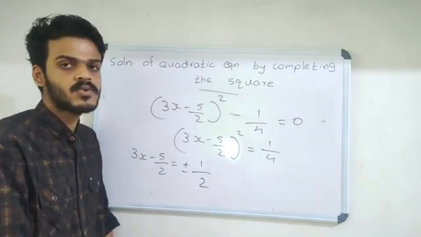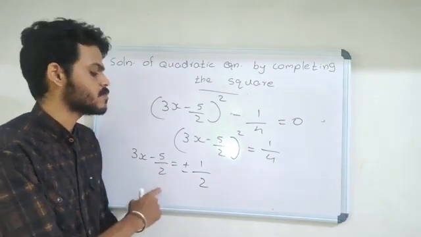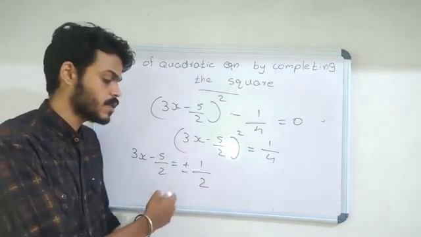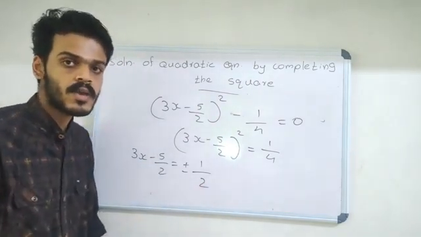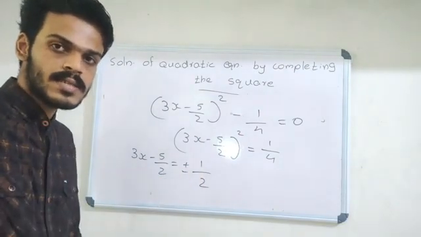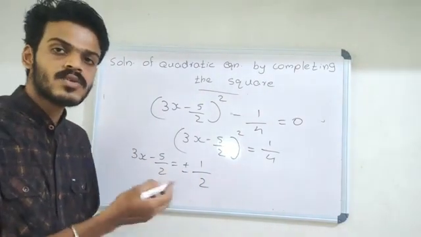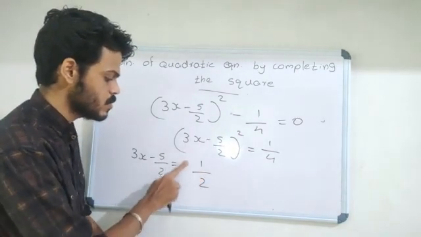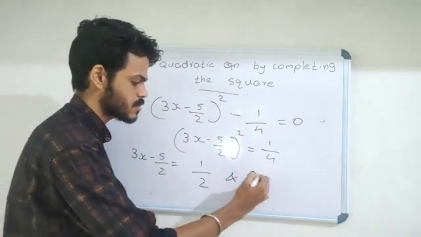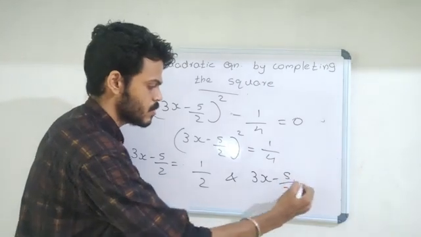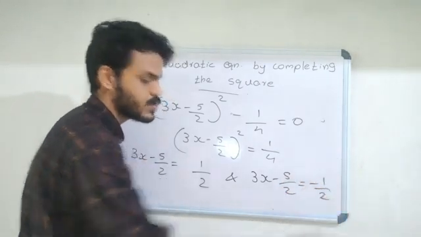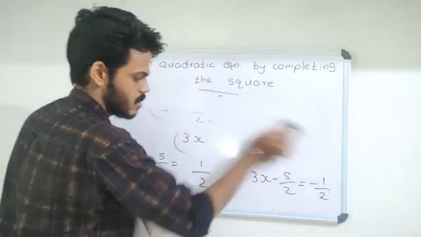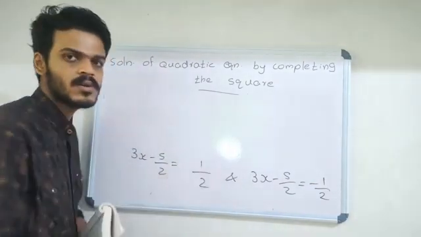Okay, now there are two cases, that is 3x minus 5/2 equal to 1/2, and 3x minus 5/2 equal to minus 1/2. So consider two such cases, then find the value of x. That is our question. So do that also.